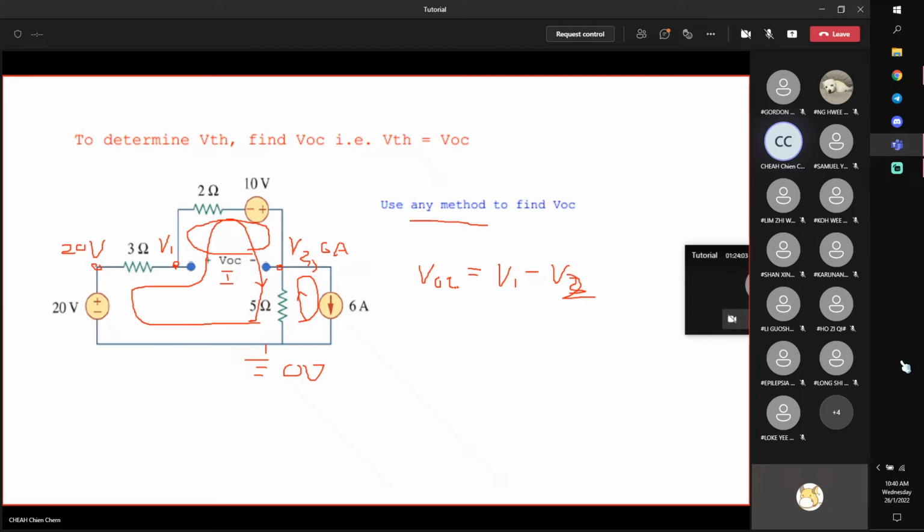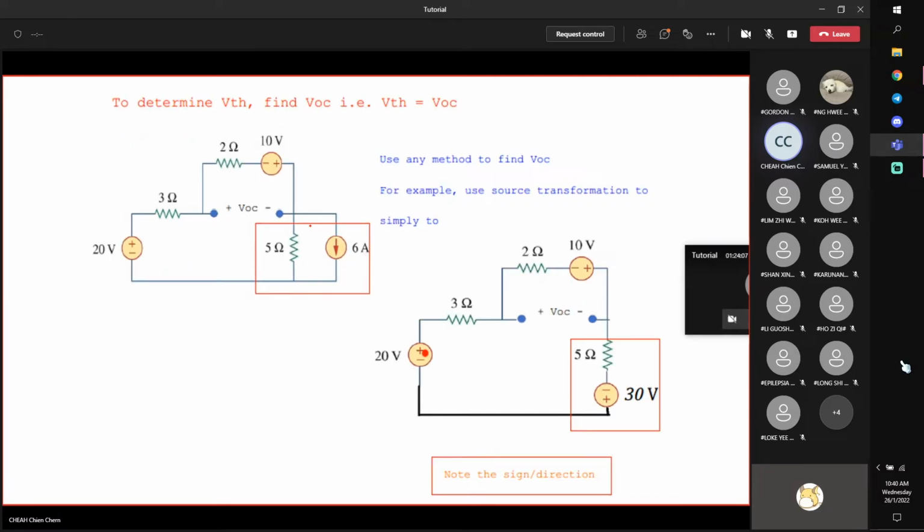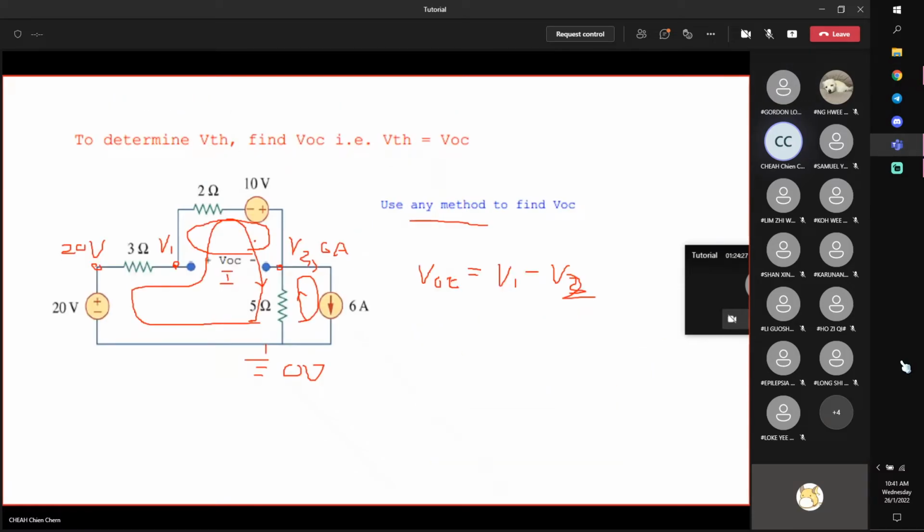So any methods, any methods. Here we use source transformation because we just introduced this method. Perhaps it's good to review it. I'll transform this current source in parallel with 5 ohms into a voltage source in series with 5 ohms. The whole idea is that I put two meshes into one. Or you can just do mesh analysis directly because this is known anyway. So it's up to you.